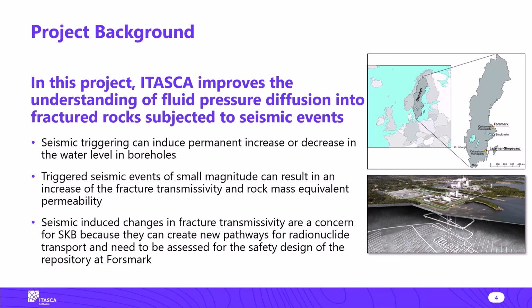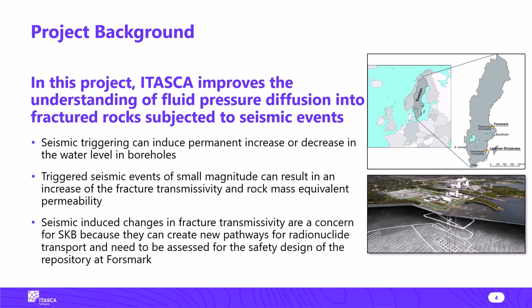As you might know, seismic triggering can induce permanent increase or decrease in the water level in boreholes. Triggered seismic events of small magnitude can result in an increase of the fracture transmissivity and rock mass equivalent permeability. These changes in fracture transmissivity are a concern for SKB because they can create new pathways for radionuclide transport, and they need to be assessed for the safety design of the future repository at Forsmark, which will be located at an approximate depth of 500 meters. Forsmark is located north of Stockholm, Sweden, as you can see on the top right figure. The layout of the repository is shown on the bottom right figure.